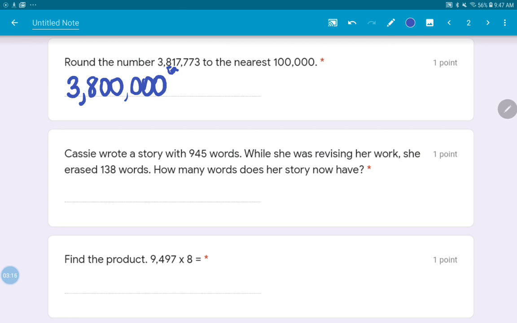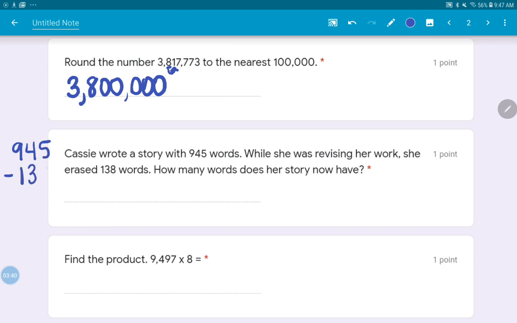Okay. Cassie wrote a story with 945 words. While she was revising her work, she erased 138 words. How many words does her story have now? How am I going to solve this one? What did you do on this one, Jacob? I subtracted 138 words from 945 words.